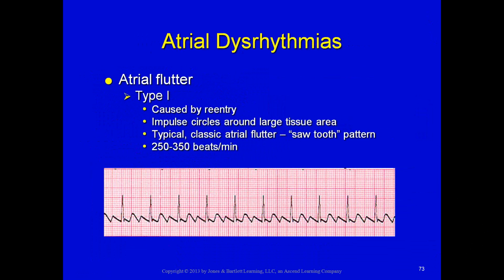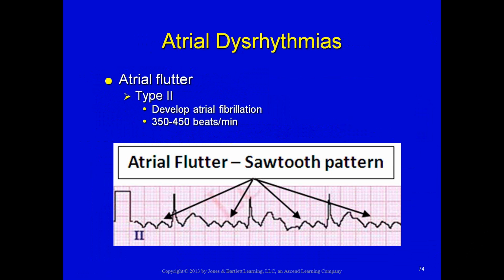And that is my clue that I'm dealing with atrial flutter. Okay, there's that sawtooth pattern if I remove those QRS complexes. Type 2 atrial flutter, the rate's faster than type 1. The atrial rate is faster. The ventricular rate is going to vary. That could be slow, could be normal, could be up to 160, 180 a minute.